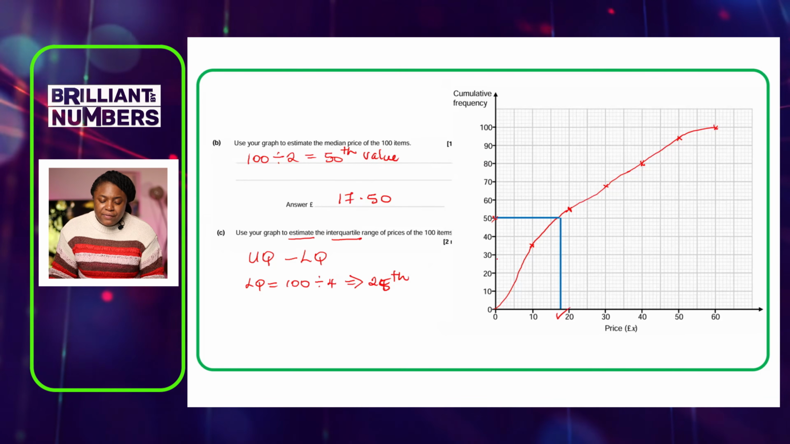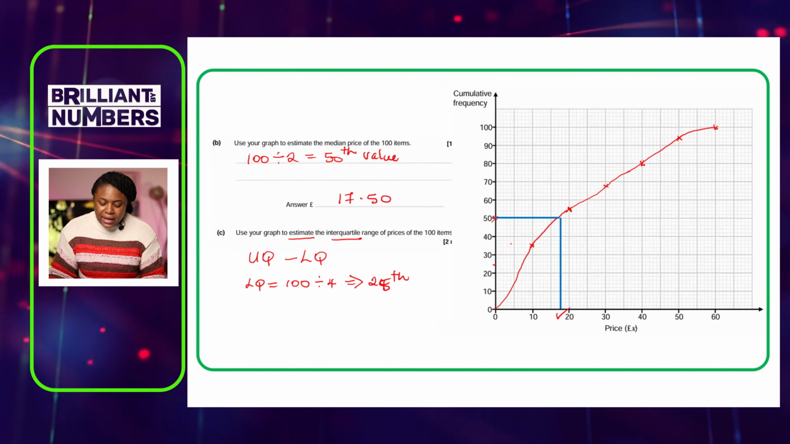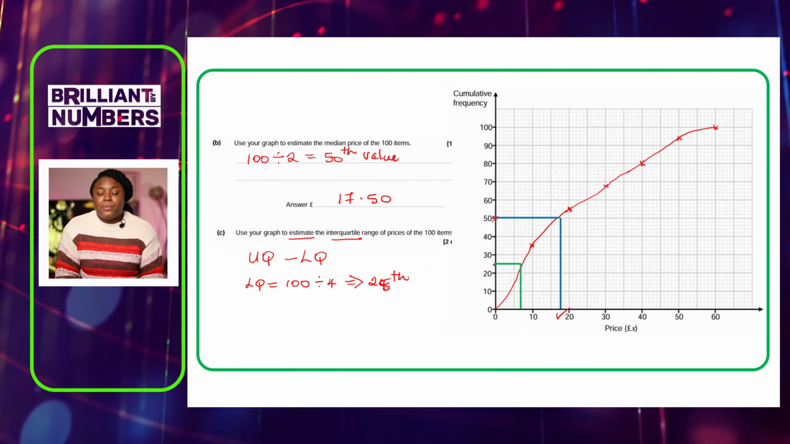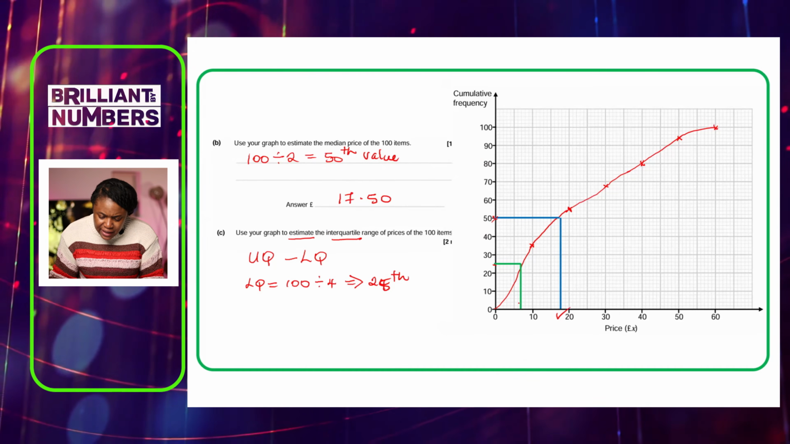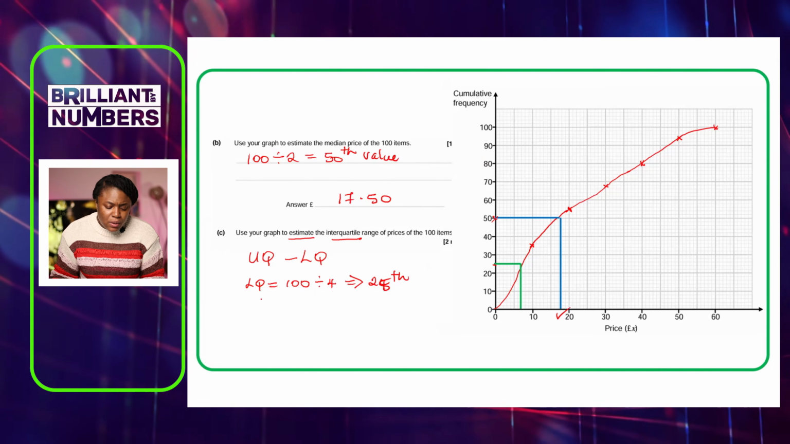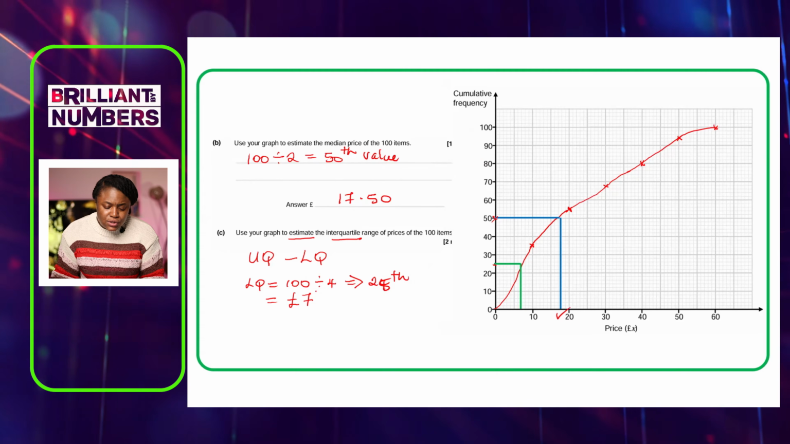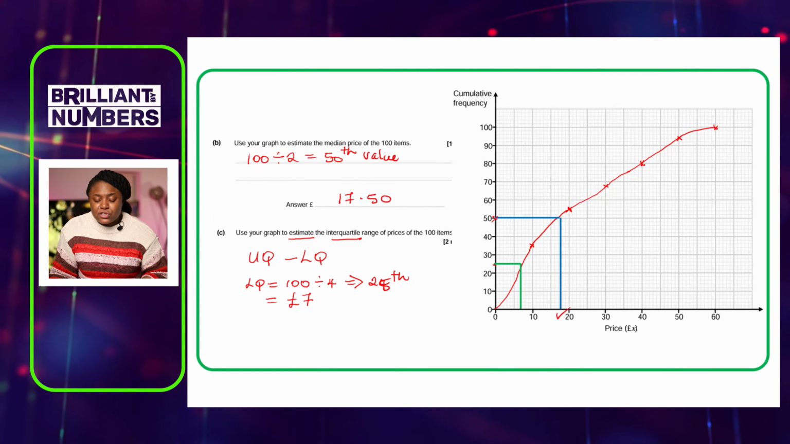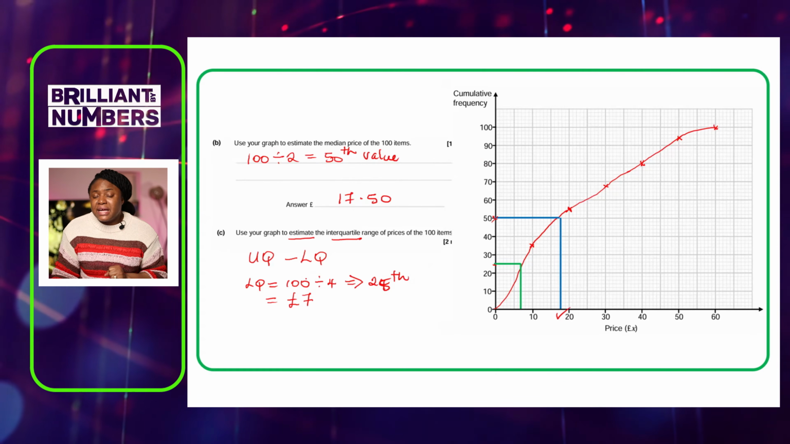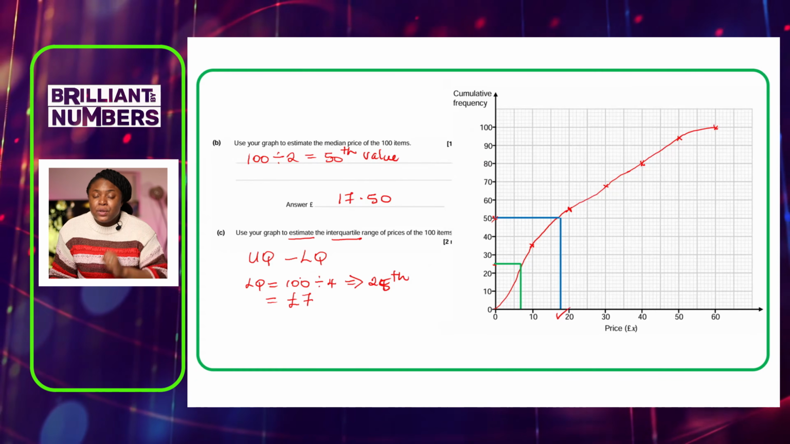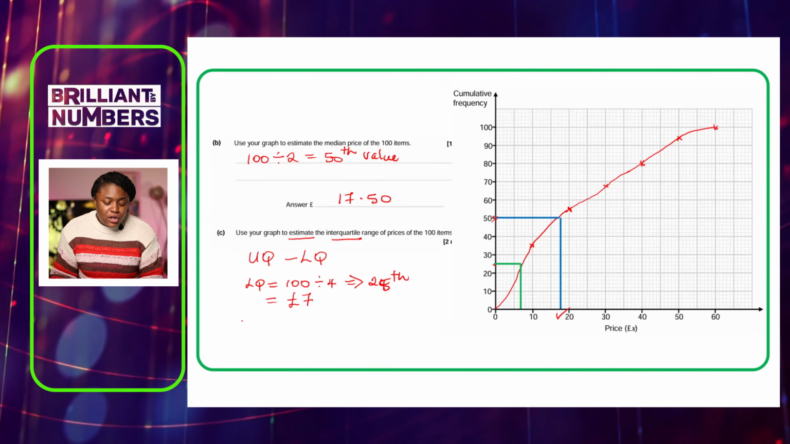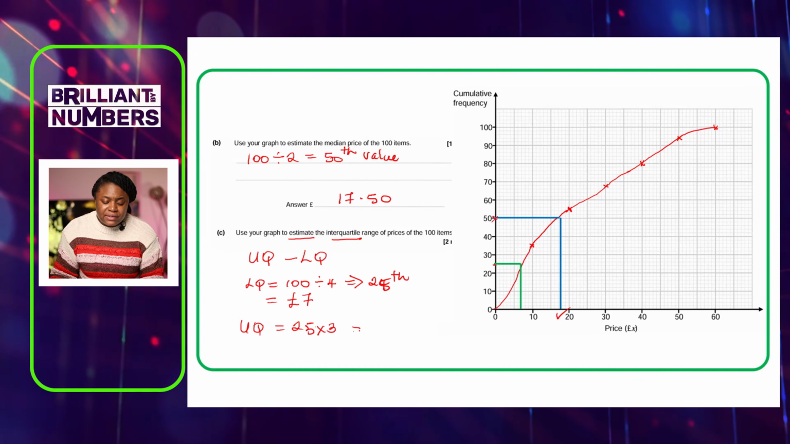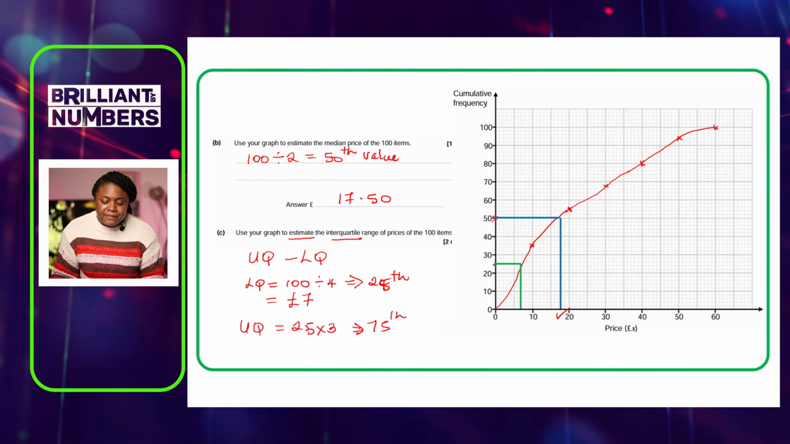So we're going to go to our graph and we're going to find 25, which is along here halfway. And then I'm going to draw my line down and see where that touches. So here, if I look, this is 5, 6, and 7. So the lower quartile is equal to 7 pounds. So I need to now multiply my lower quartile times 3 because the upper quartile is 3/4 of the data. So if I found a quarter, which is 25, then for the upper quartile, I need to do 25 times 3, which is 75.